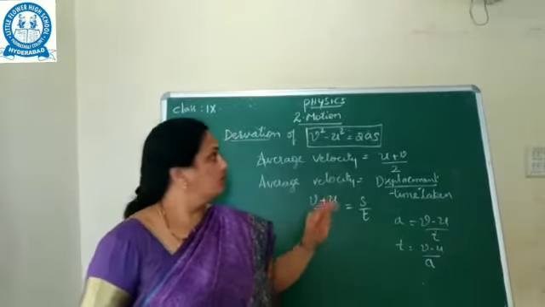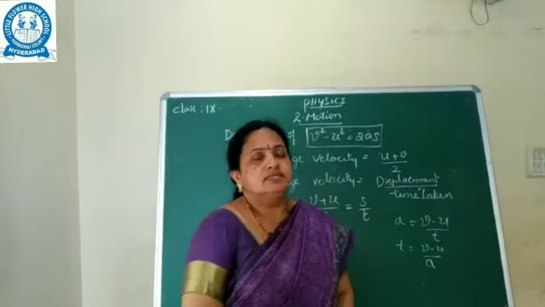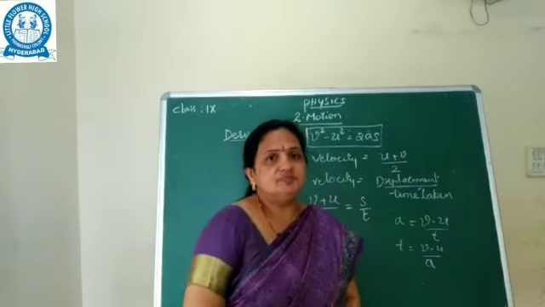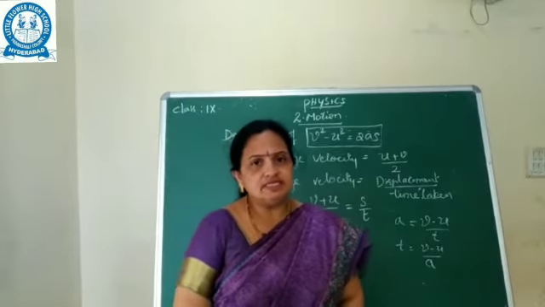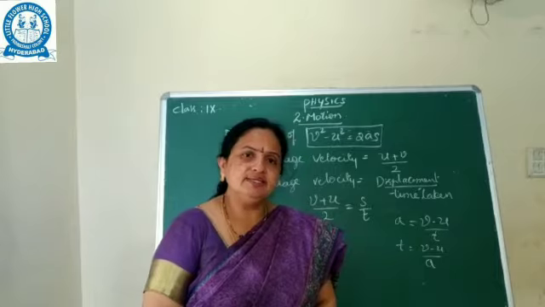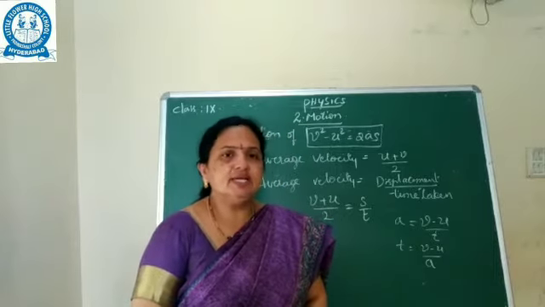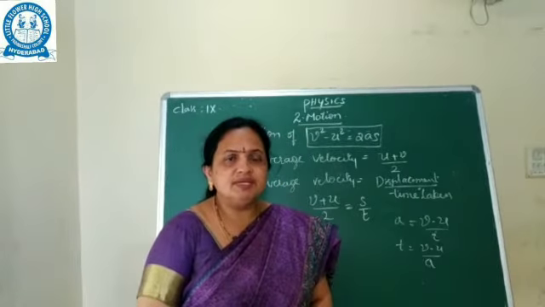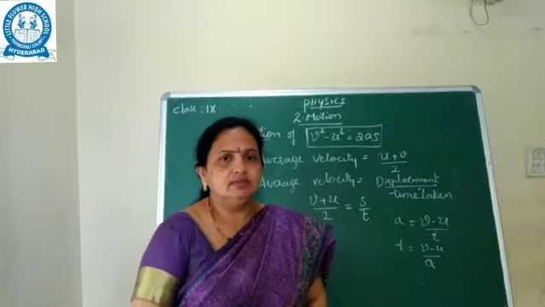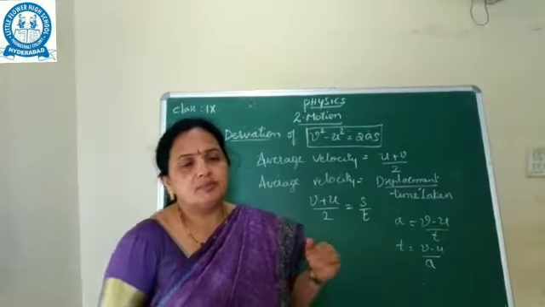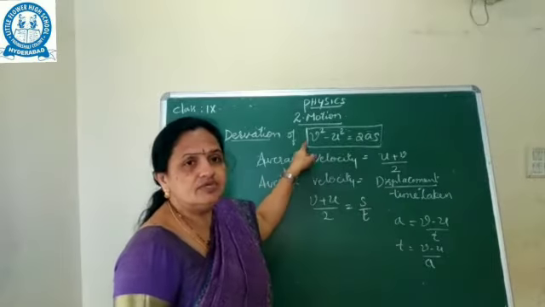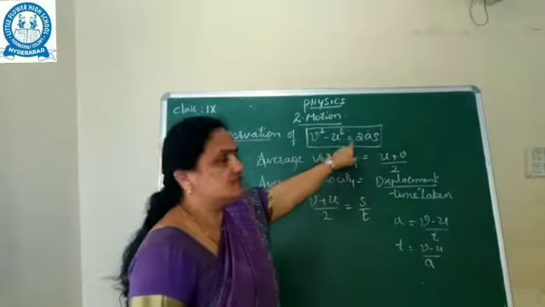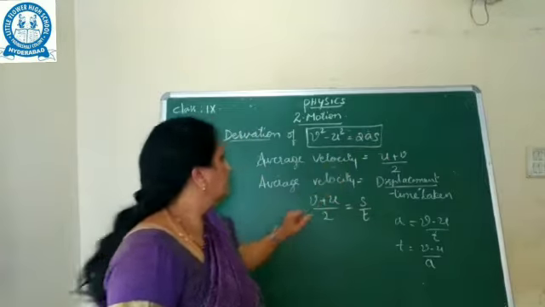This is the last session of the motion chapter. In the previous session we already derived two equations. What are they? v = u + at, and the second equation, s = ut + ½at². In this session, I am going to explain one more equation. What is that? v² − u² = 2as.